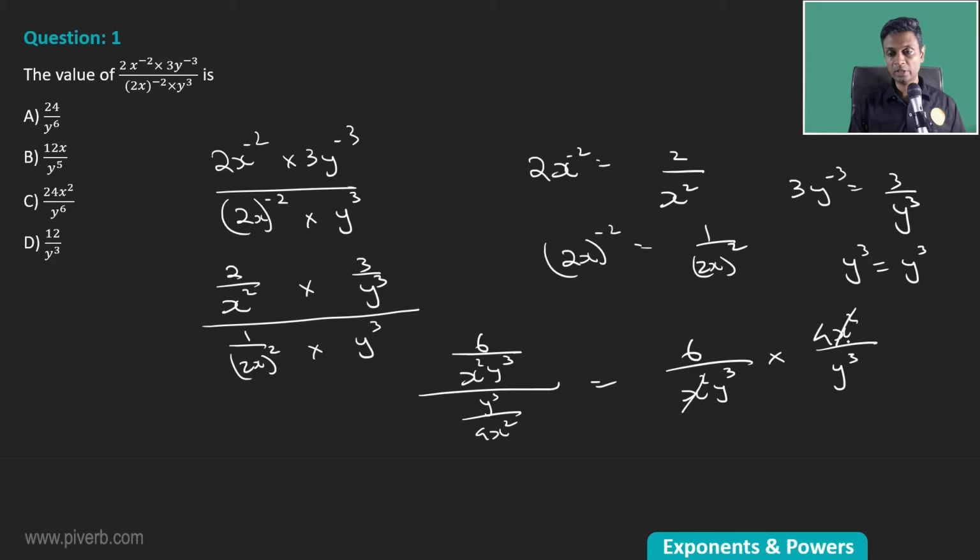X square and x square get cancelled. 6 into 4, 24. 24 by y power 6. 24 by y power 6 is the answer. Absolutely wonderful question, because we have a clear understanding of all these terms.